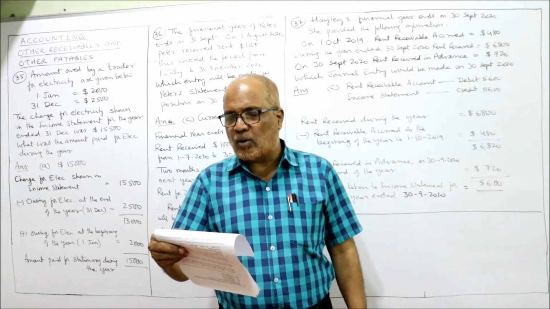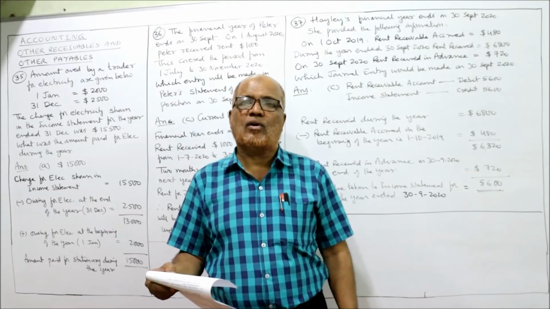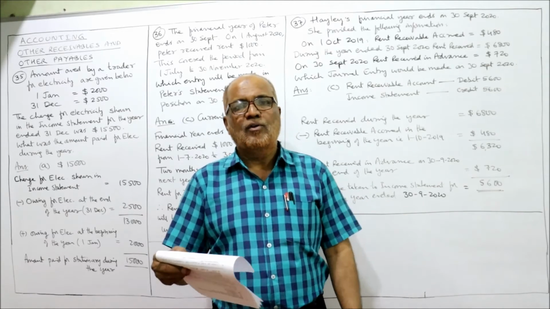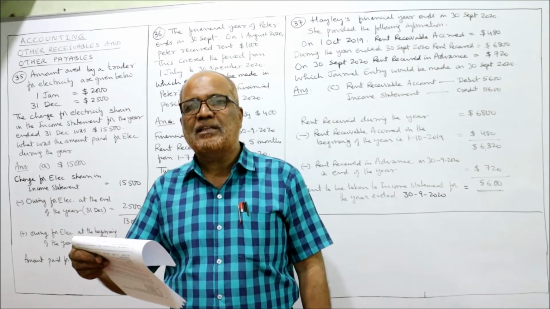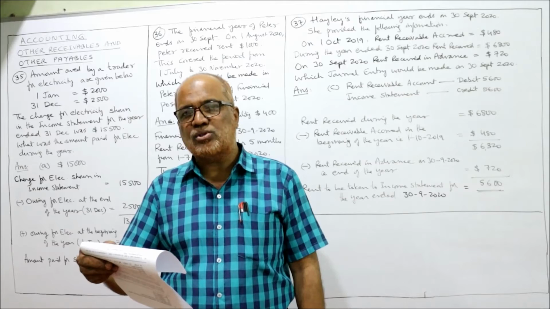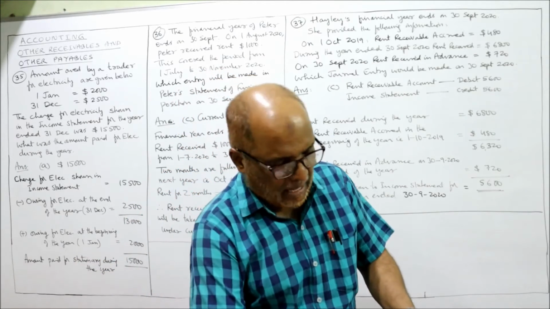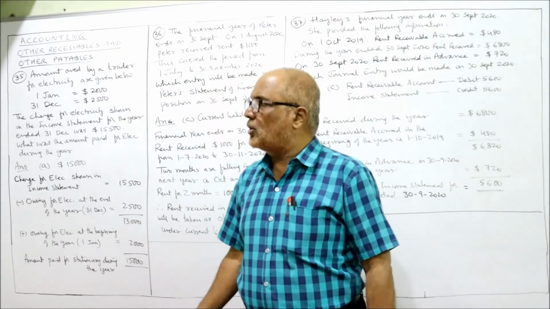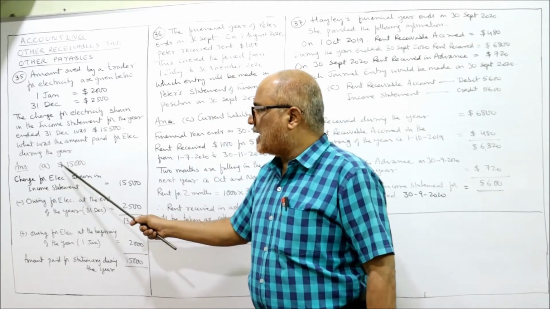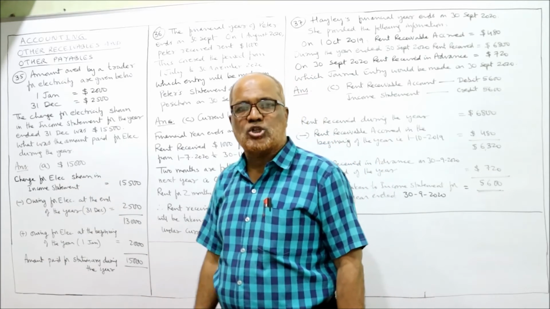What was the amount paid for electricity during the year? Four options are given. A, $15,000, B, $15,500, C, $16,000, and D, $20,000. So the answer is A, $15,000. How did we get this 15,000? I am going to give the explanation.